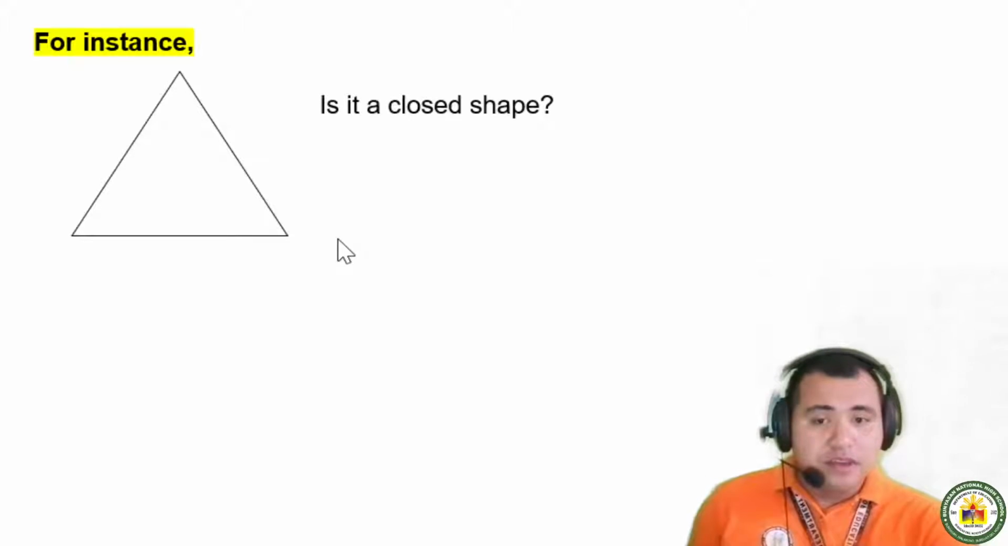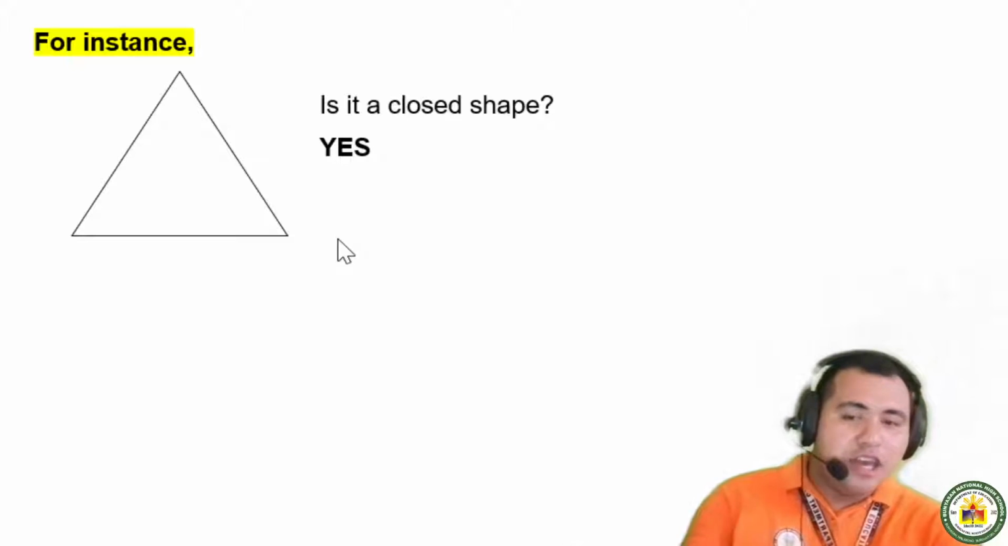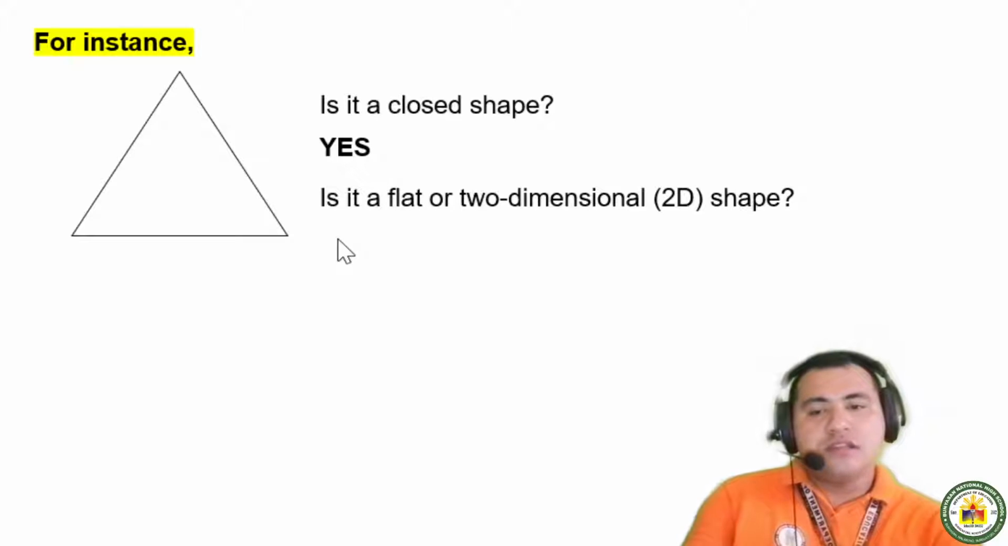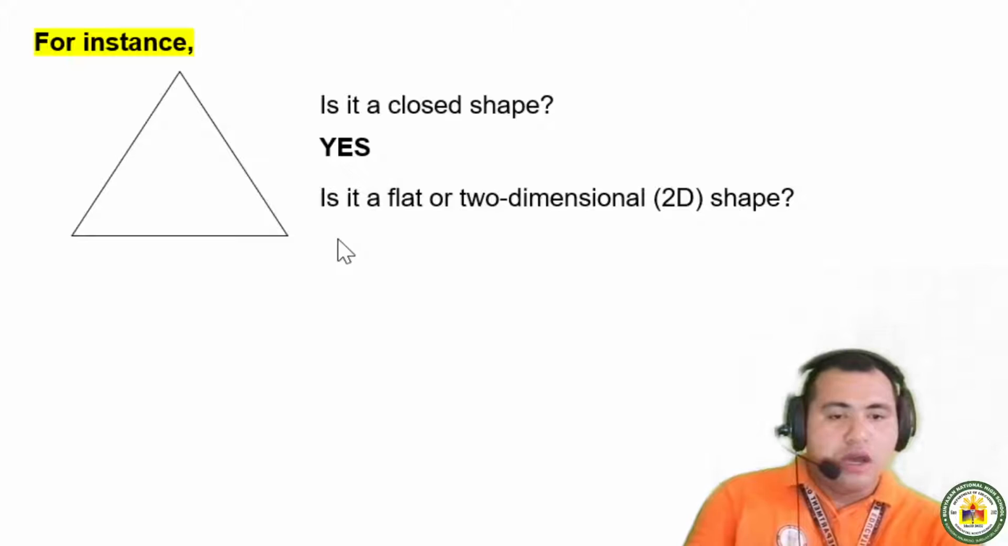Is it a closed shape? Yes, that's correct. Our triangle is a closed shape. Now, the second condition: is it a flat or two-dimensional shape?